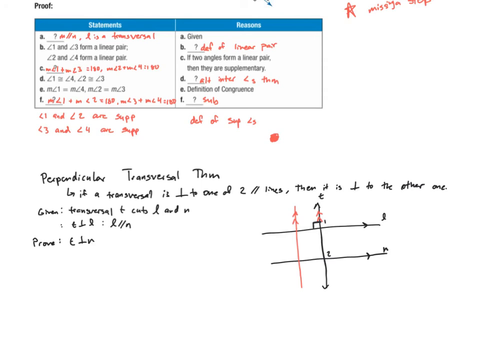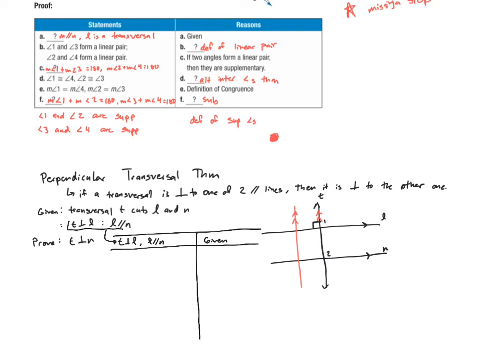So, don't have a whole lot of room here, but we'll do our best. So first we have our given, which is the transversal T cuts L and N, and then we have our T is perpendicular to L, and L is parallel to N. Because I'm running out of room, I'm just going to put these down here. But in your own proof, you would still write everything in the given in this first line.